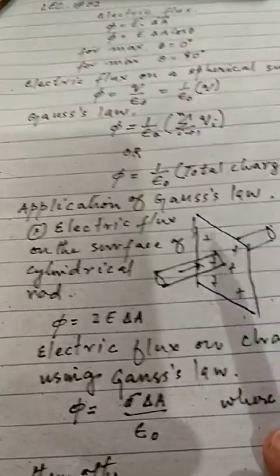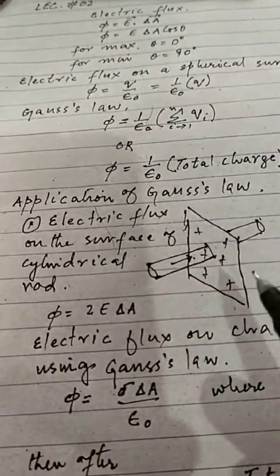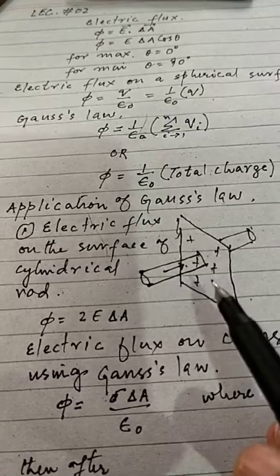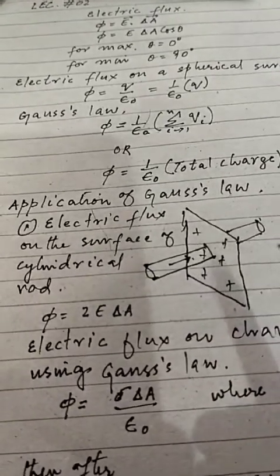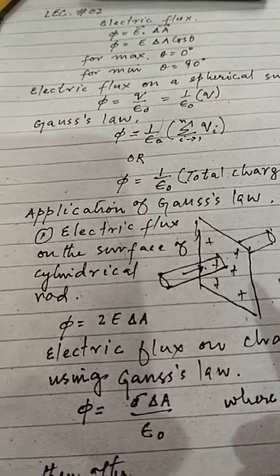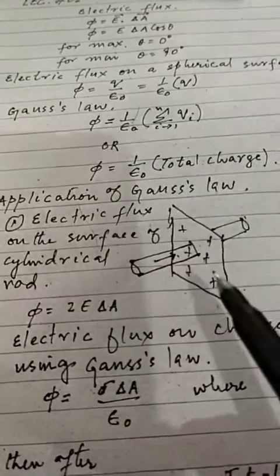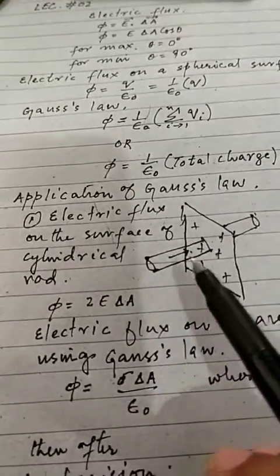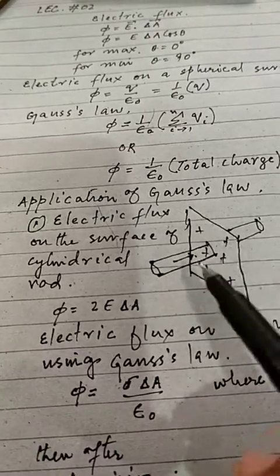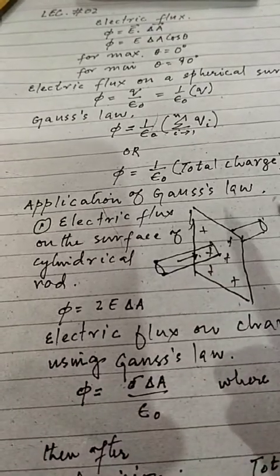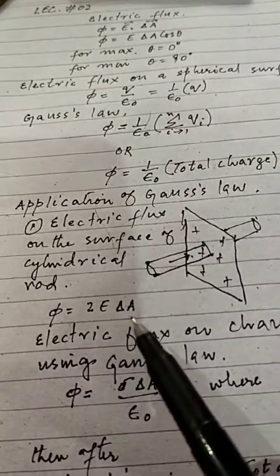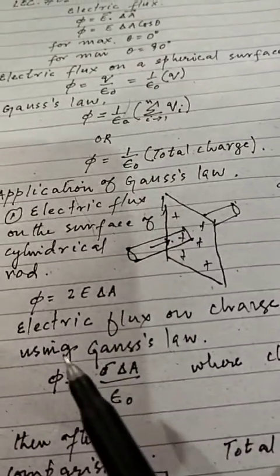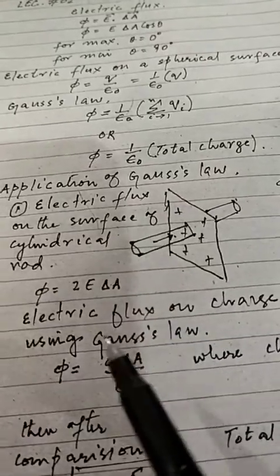In application number 1, you have to calculate the electric field intensity on a large positive charge sheet. In this requirement, first of all, you have to calculate electric flux on the surface of a cylindrical rod which is passing through this sheet in the same direction as the electric field intensity. And you have calculated phi is equal to 2E delta A.